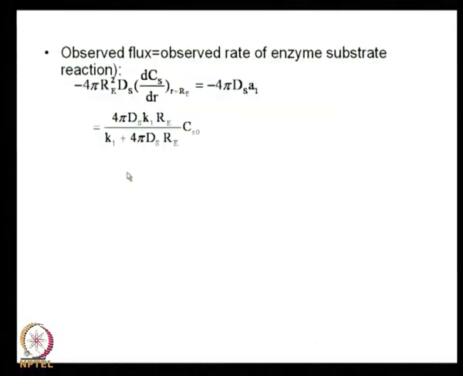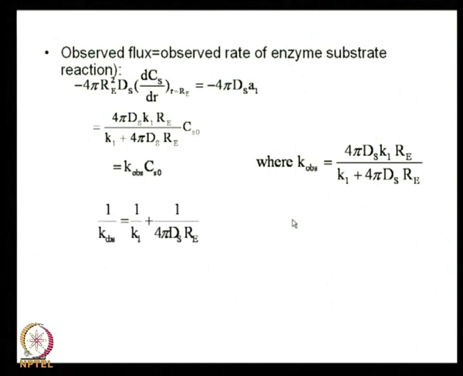Now, if you look at this, we can take an inverse of this. So, I can write it as K observed times CS naught. Now, what would my 1 over K observed be? 1 over K observed would be 1 over, yeah, so you take the inverse of this. Do you see what I am trying to approach? Right. So, 1 over K observed equals 1 over K1 plus 1 over 4 pi Ds RE. Now, 1 over K1 is which resistance? Reaction resistance for the simple reaction, and 1 over 4 pi Ds RE is a mass transfer resistance.